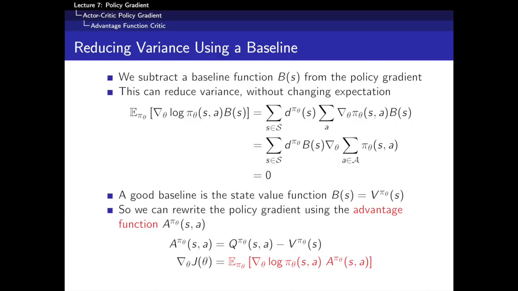So the first trick, and perhaps the easiest and best known trick, is to reduce variance using what's called a baseline. So the idea is to subtract some baseline function from the policy gradient. And this can be done in a way that doesn't change the direction of ascent. In other words, we can reduce the variance of our estimator without changing the expectation. So what we're going to do is subtract off some term which looks like this from our policy gradient. Our policy gradient was the score multiplied by the value function, and we're going to subtract off the score multiplied by some baseline function.